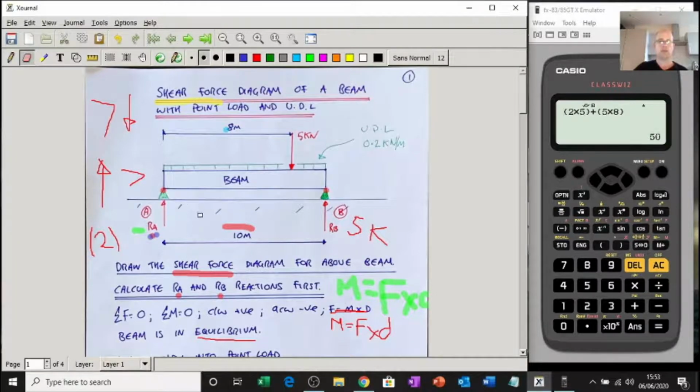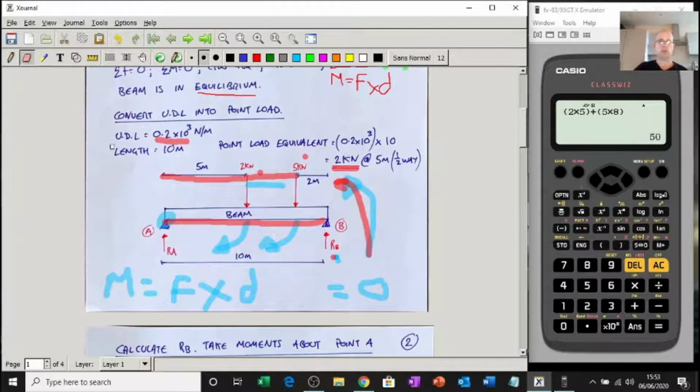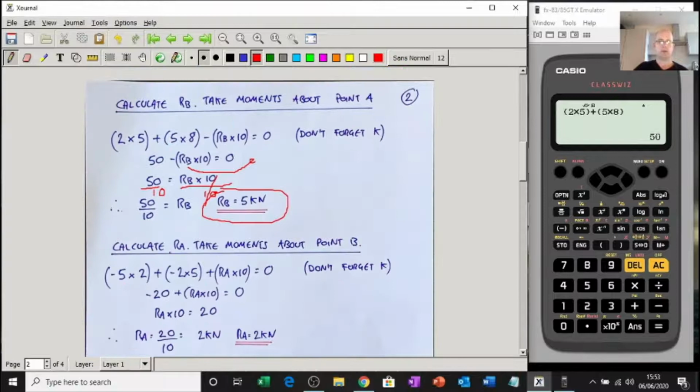So what I'm going to do now is take moments about point B to find what RA is. I've got a good guess that it's going to be 2, but I just want to back myself up, because I could have made a mistake, and people do make mistakes. So calculate RA now, take moments about point B.